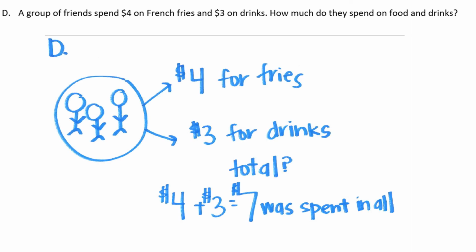Just like with the A, B, and C answer choices, I drew a model for D and wrote a number sentence. For D, I drew my group of friends and then I represented how much money they spent by writing $4 for fries and $3 for drinks. To find the total, I know I need to combine 4 and 3, which gives me $7 was spent in all. This is not a multiplication equation. This is an addition equation.